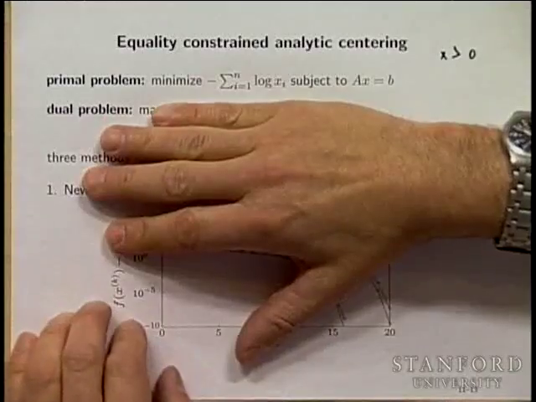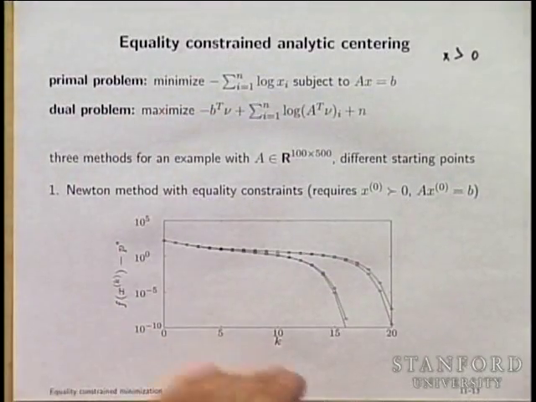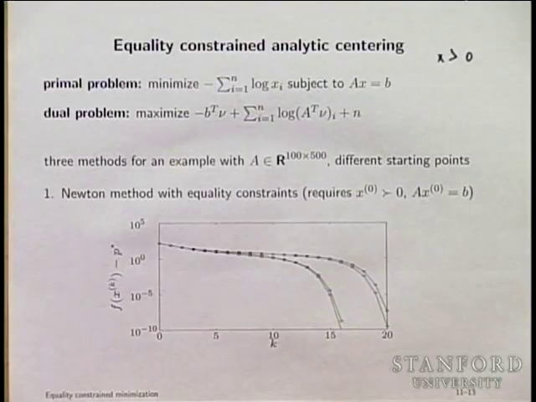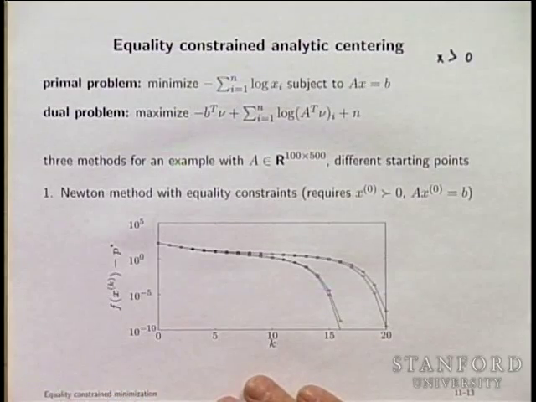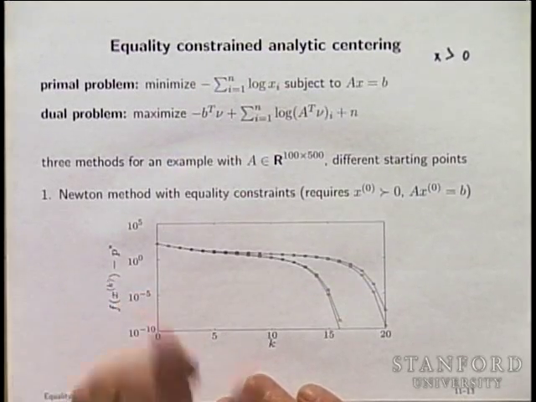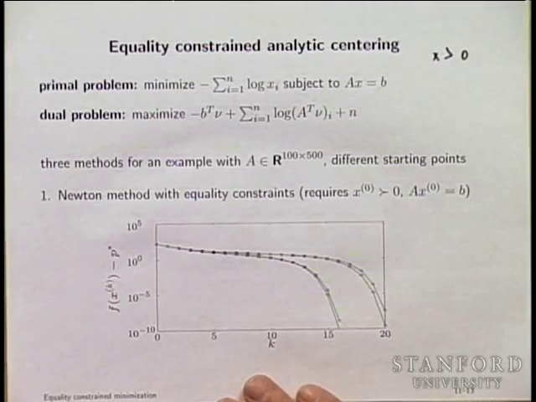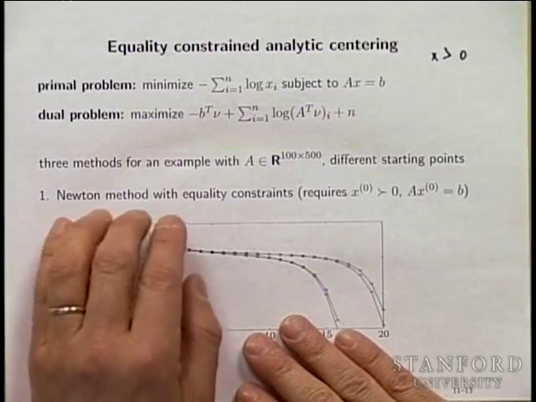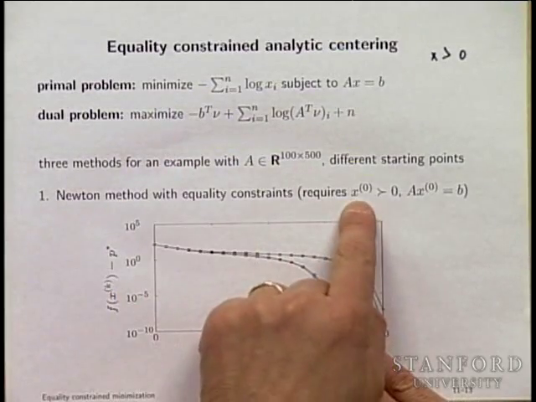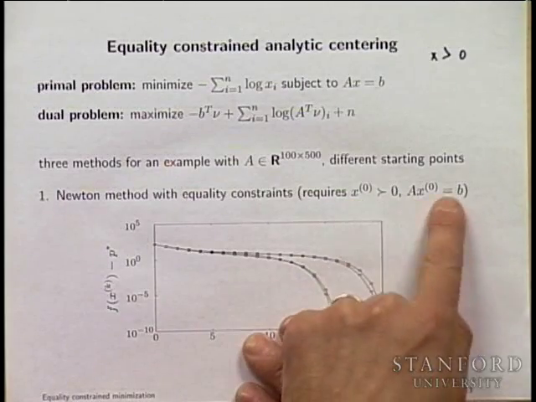Okay, so these are the two problems. You can solve whichever one you like. Here are some examples. They have different initialization requirements, and these are quite interesting. In fact, that is the only thing that should drive the choice of method, assuming you're going to do everything right. Initialization. If you're going to do Newton's method with equality constraints, that requires a positive x that satisfies Ax equals b.